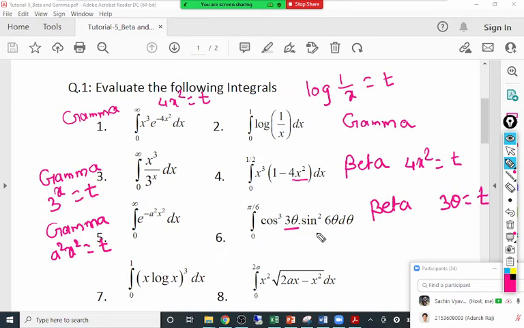Okay, so the first thing is proper substitution, which gives us the correct limit. The limit should be 0 to pi by 2. Then only we can apply the beta.